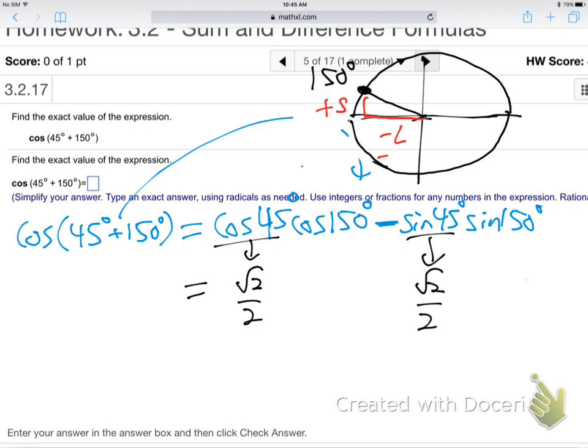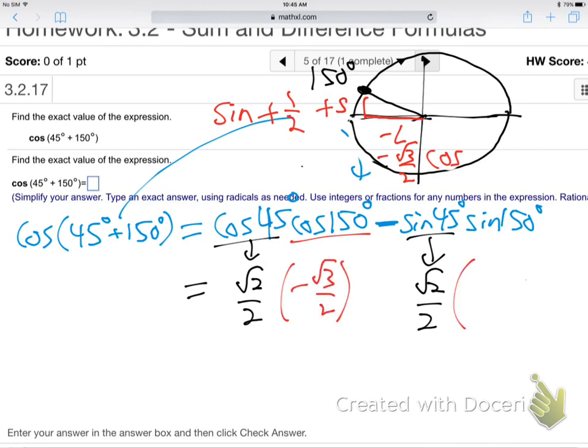That means it's back root 3 over 2. It's up a half. The cosine is always the x. The sine is always the y. So cosine of 150 is negative root 3 over 2. Sine of 150 is positive a half. And we have the minus in the middle, don't we? Good to there? Everybody see how I found all those values?